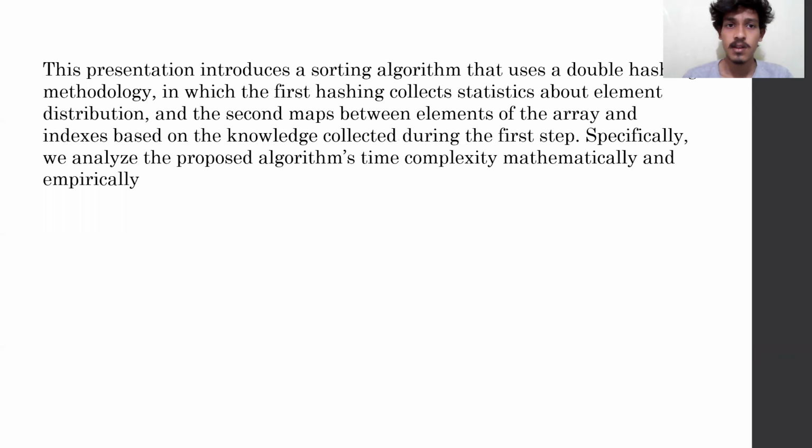This presentation introduces a sorting algorithm that uses a double hashing methodology in which the first hashing collects statistics about element distribution and the second maps between elements of the array and the indexes based on the knowledge collected during the first step. Especially, we analyze the proposed algorithm's time complexity mathematically and empirically.